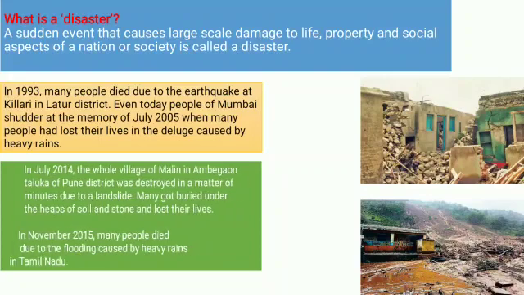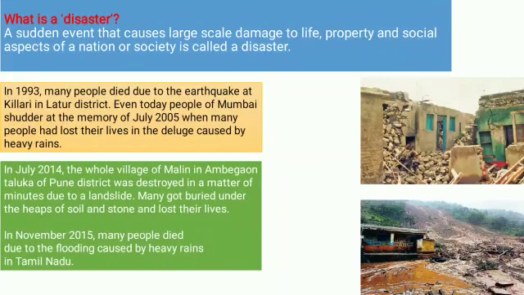Before beginning with this chapter, you should know what is the meaning of disaster. Children, in the picture you can see there is a lot of destruction. The houses are crumbled, and you can even see the landsliding in the next picture, below that picture of the houses, how they have been destructed. A sudden event that causes large scale damage to the life, property, and social aspects of a nation or society is called a disaster.